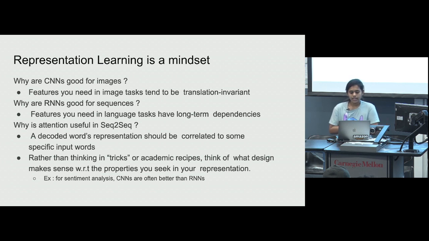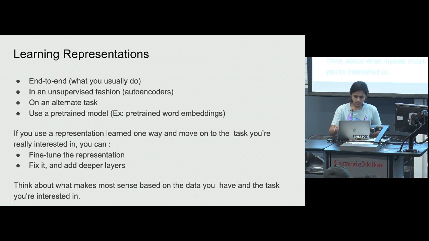For instance, think of something like sentiment analysis. If you intuitively think of it, it makes more sense to use CNNs in sentiment analysis than RNNs, because in sentiment analysis you're just looking for some particular words that give you a signal that this is a positive or a negative sentiment. You're not looking at the long term dependencies. So CNNs make more sense than RNNs.